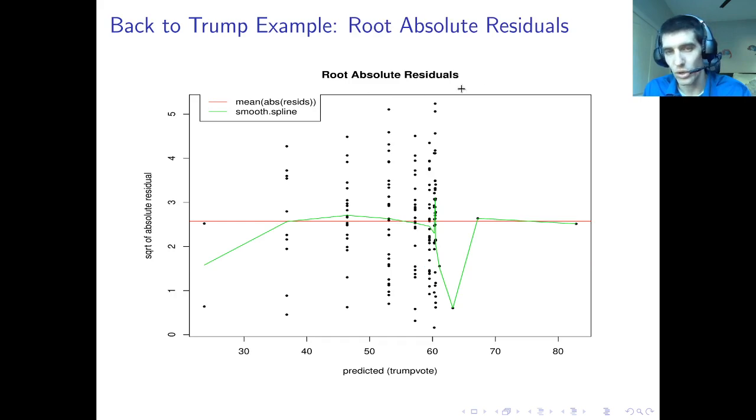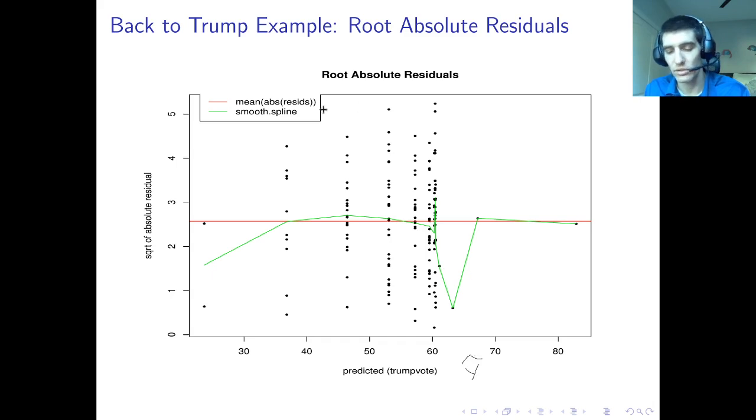Plotting the square root of the absolute value of the residuals is even easier. And here's that. From this one, I'm willing to believe the assumption that the variance is constant. That is, that the mean of these points, the root of the absolute value of the residuals, is constant as we change this y hat value.